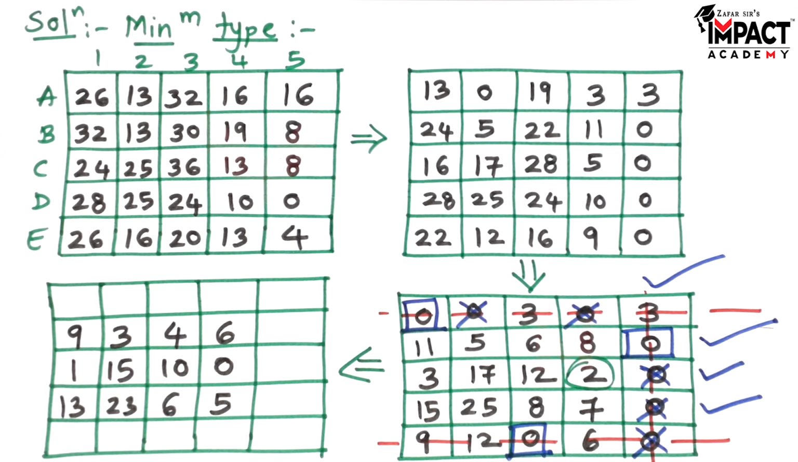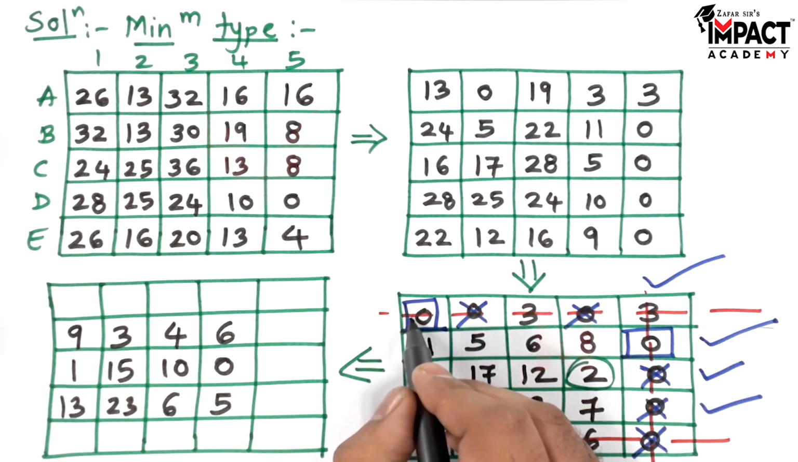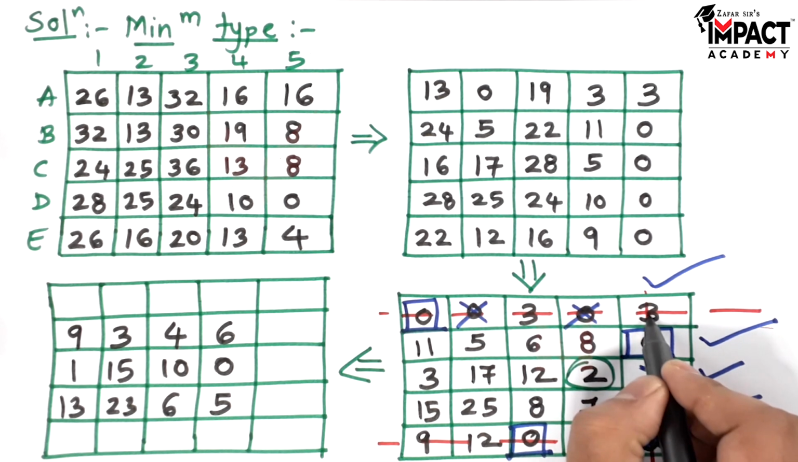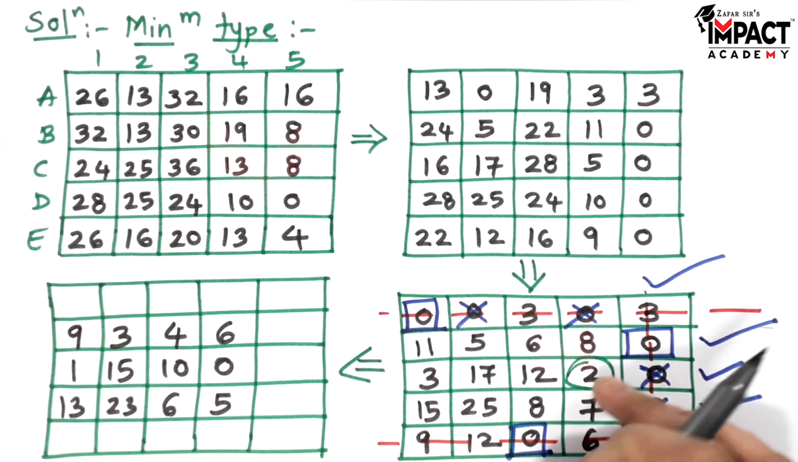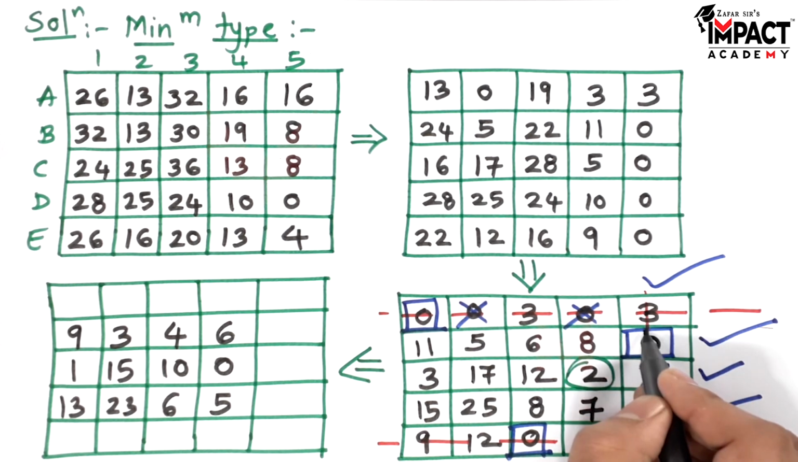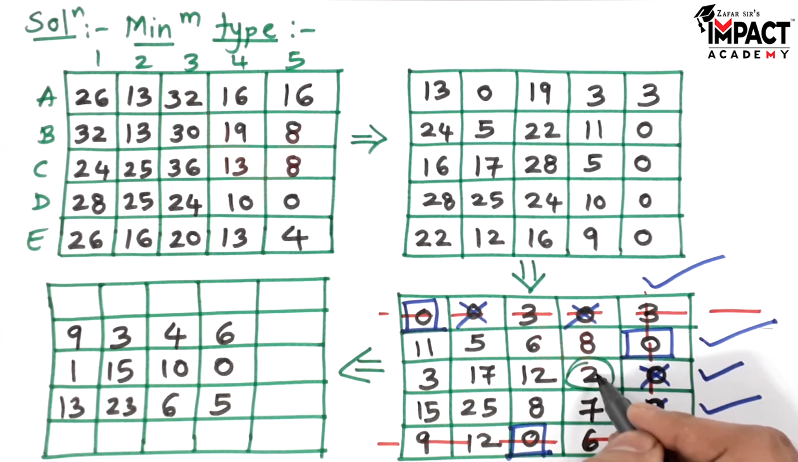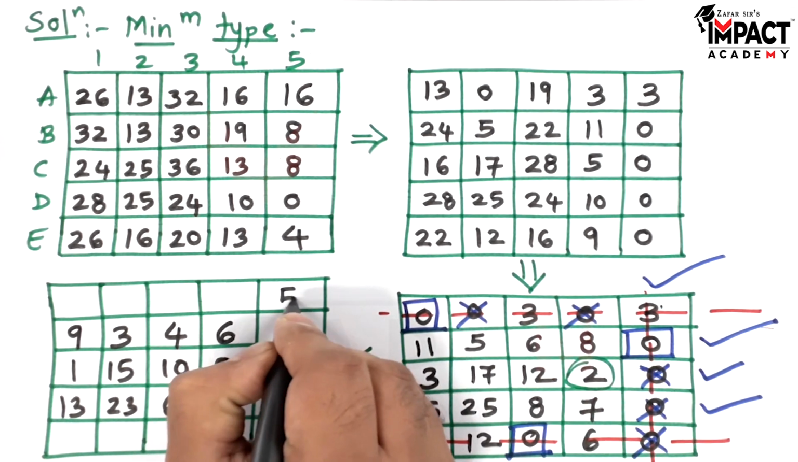Next, go for the intersection point. Intersection point means where this horizontal line and vertical line are meeting. So the first horizontal line and vertical line are meeting over here. The value over here is 3. So we have to add the minimum uncovered value to this element where we are getting the intersection. Add the minimum element over here. 3 plus 2 is 5.